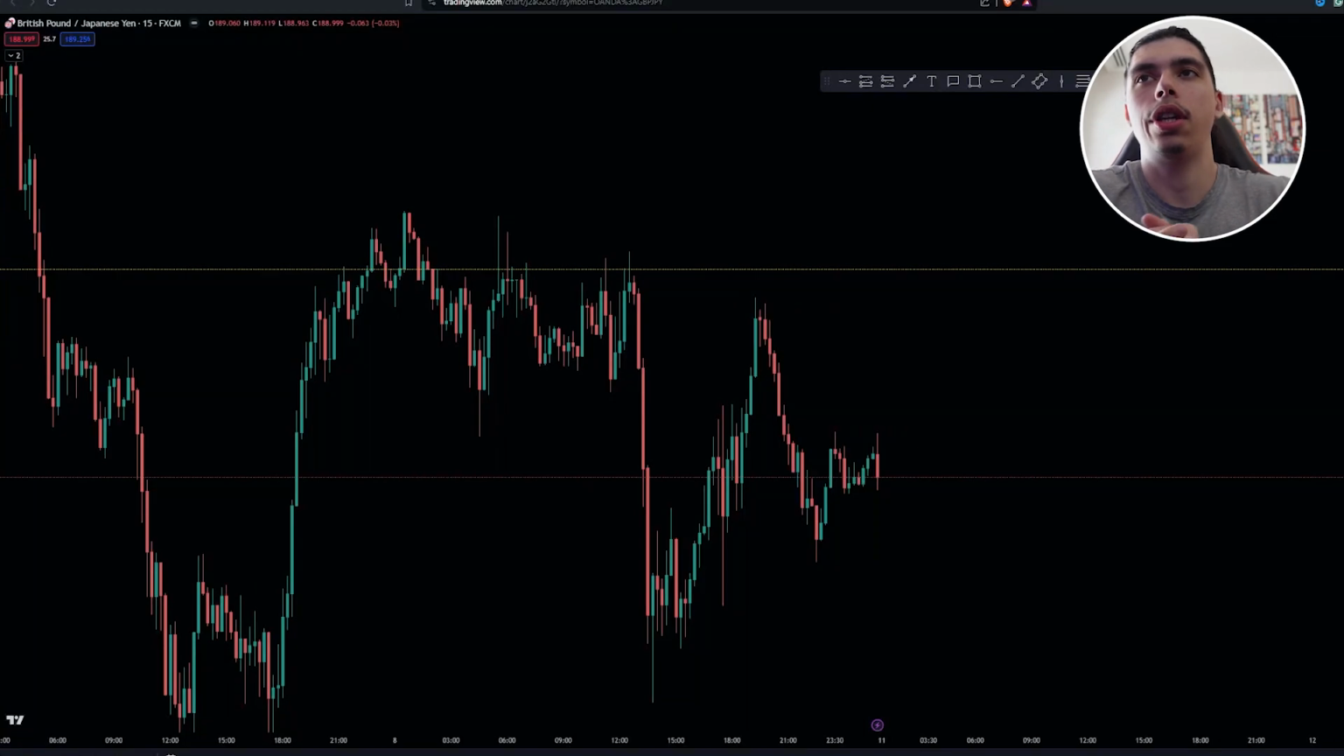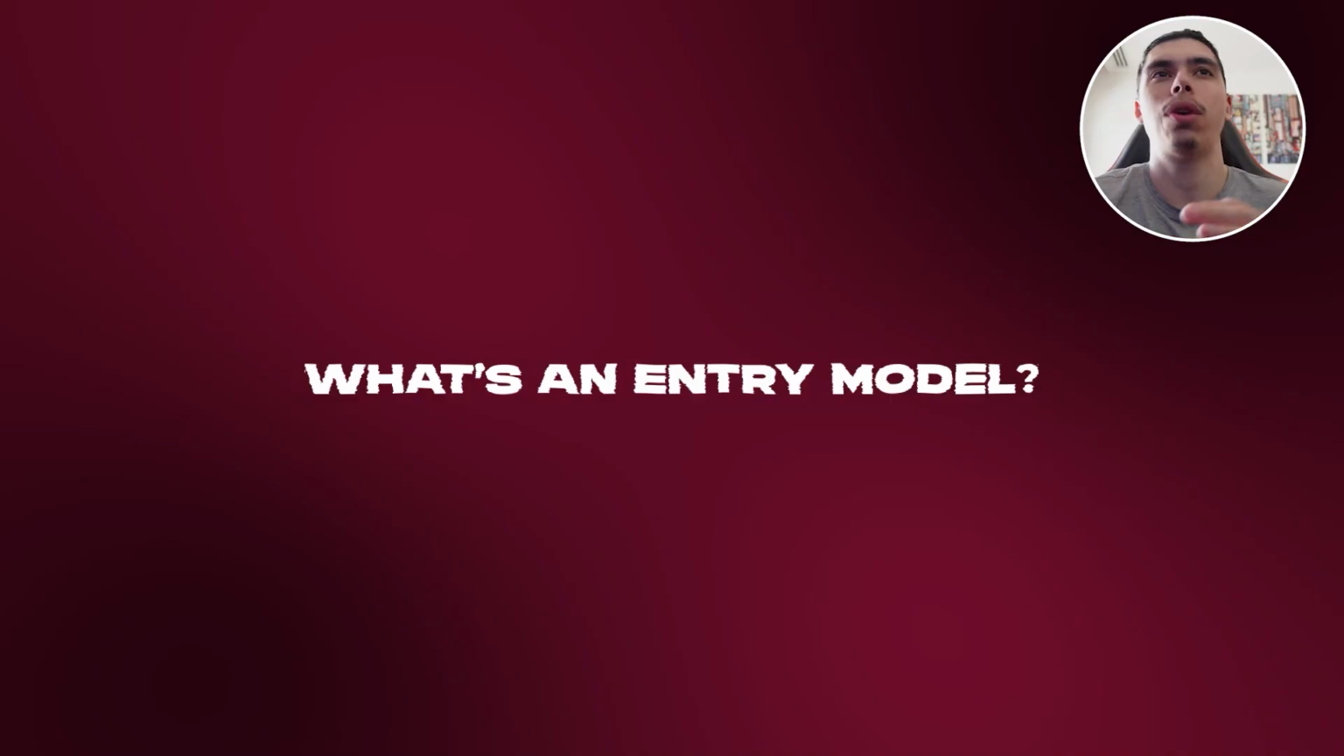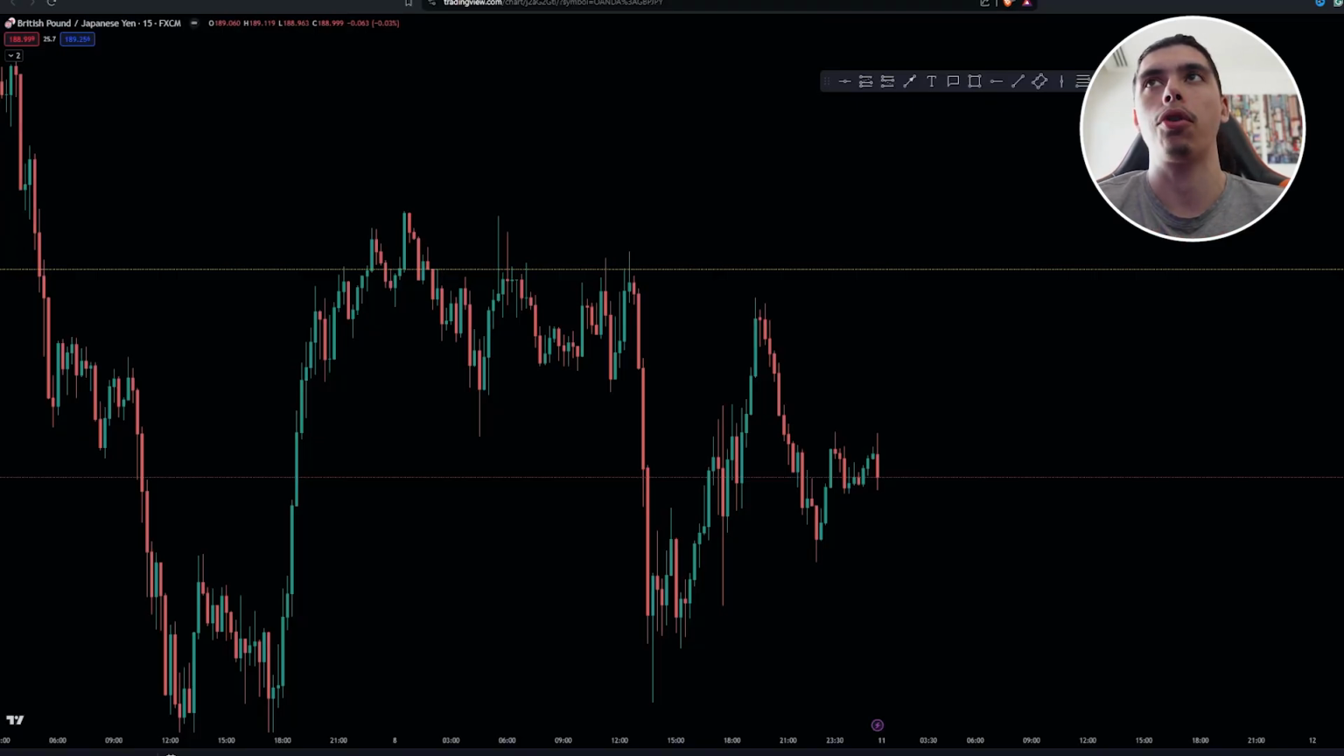All right, so we're here at the charts. The first thing we're going to discuss is what is basically an entry model. Now, an entry model needs to be a specific amount of rules or a specific sequence of events that need to happen before you take an entry, and that is known as an entry model, right?